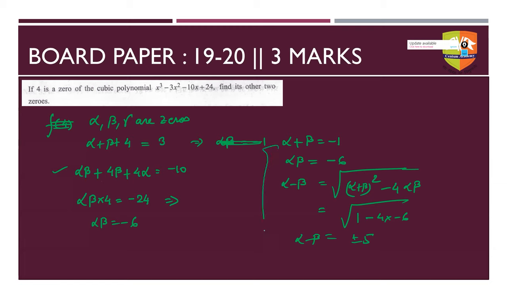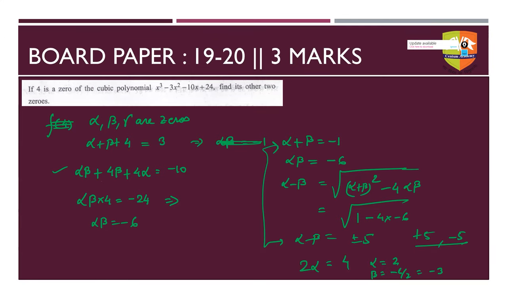Okay. So you add these two. So what will you get? 2 alpha is equal to minus 1 plus 5. Or you can take either way. Only the sign of alpha and beta will change. So you can take either plus 5 or minus 5. Both ways you get the same answer. So 2 alpha is 4, so alpha is 2. And beta is equal to minus 1 minus 2, which is minus 3. Correct?